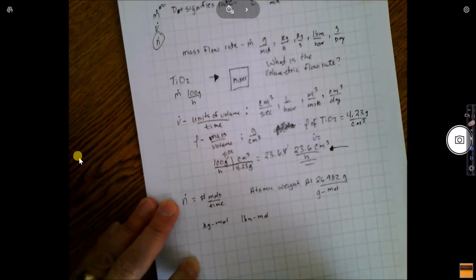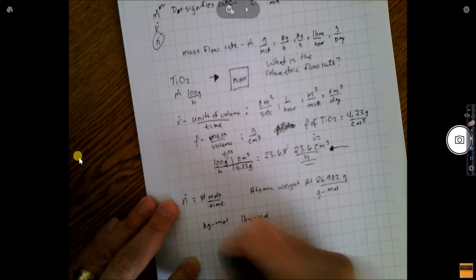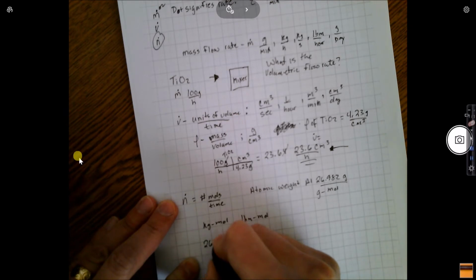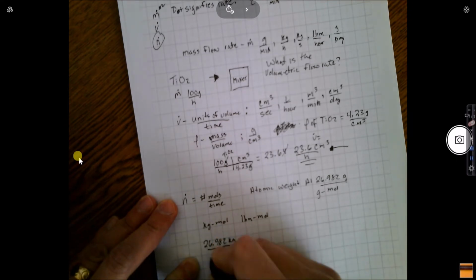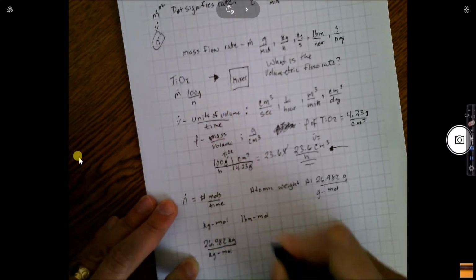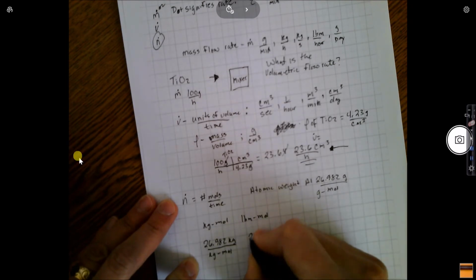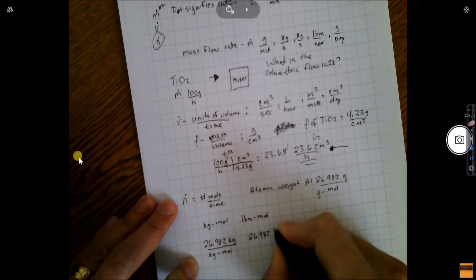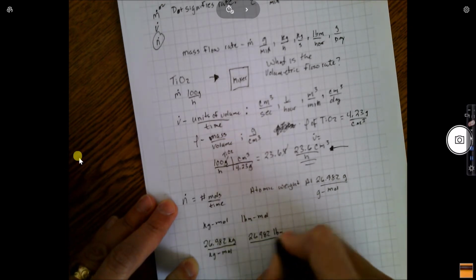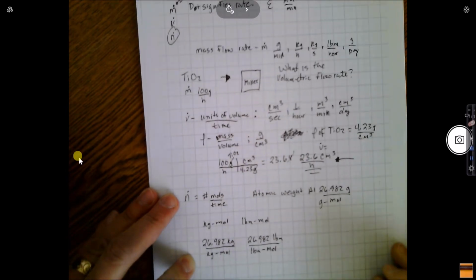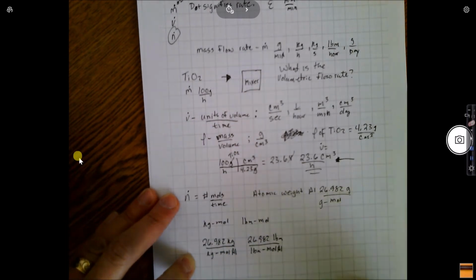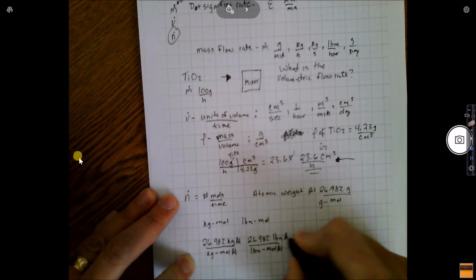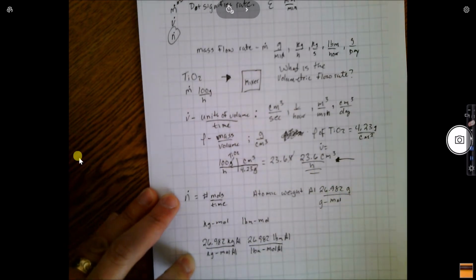And so it just so happens that the atomic weight of aluminum is 26.982. There's 26.982 kilograms per kilogram mole. And this sometimes blows people's minds, but there's also 26.982 pounds mass in a pound mass mole. Pound mass mole of aluminum. And I should probably be putting aluminum so we can practice bookkeeping from the get-go in this class. It's a good skill to build.